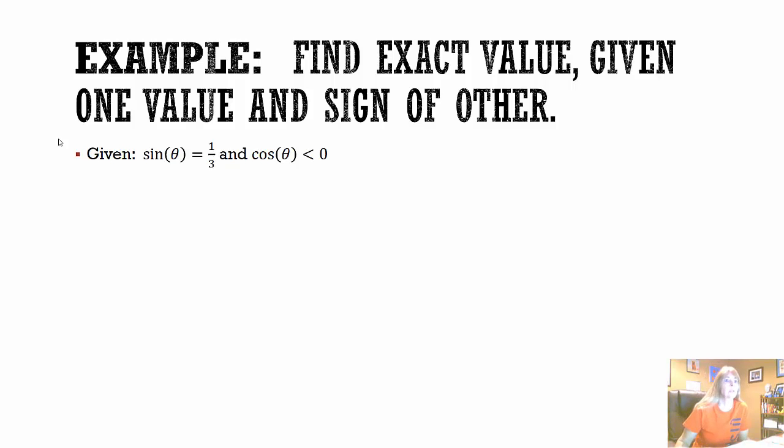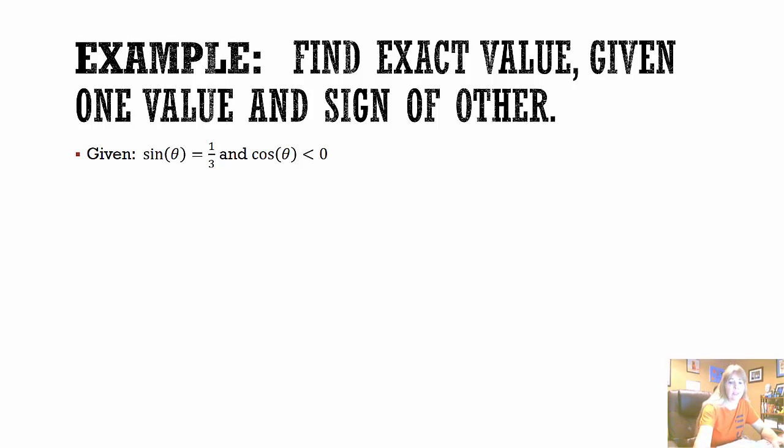Moving right along, I want to find the exact value given one value. I'm given that the sine of theta is 1 over 3, and the cosine is negative. Now let's see what I can put together here with some ink colors.